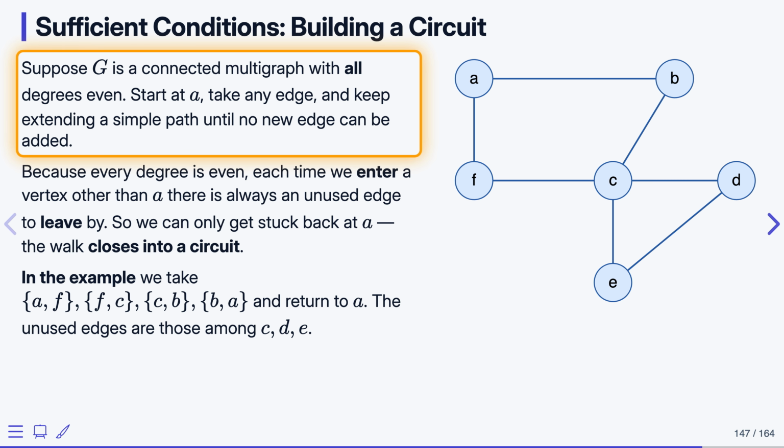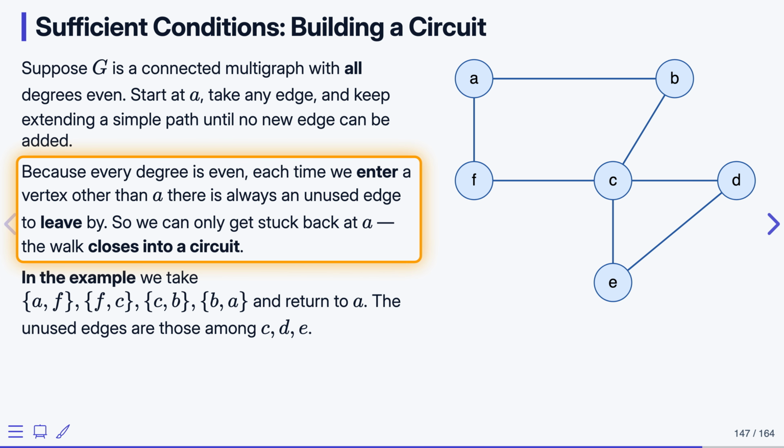Now we show the other direction. Even degrees are not just necessary, they are enough. Take a connected graph where every vertex has even degree. Start anywhere, say at A, walk along edges, one after another, never repeating an edge, and keep going until you cannot add a new edge.